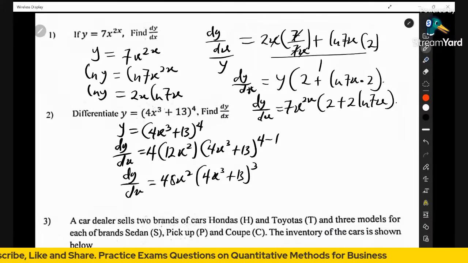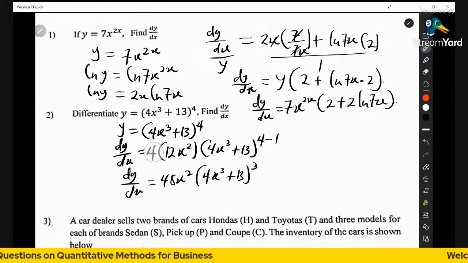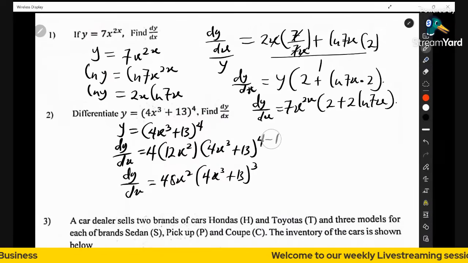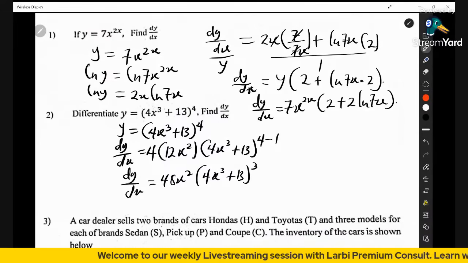In other tests, if it's an MCQ type, you might see something like this as an option. So that becomes 4 into bracket 12x squared into bracket 4x cubed plus 13 to the power 3. You might see that in that line. So anyway, just take note of that.